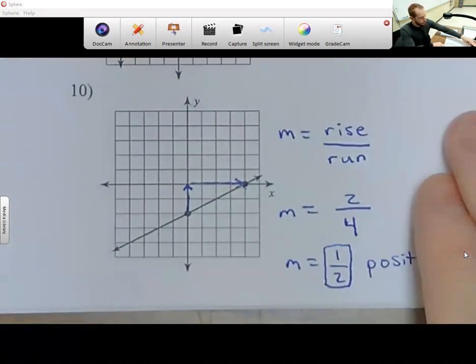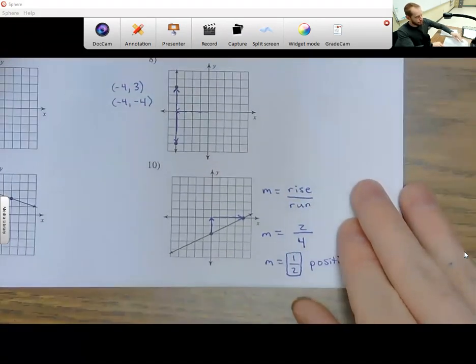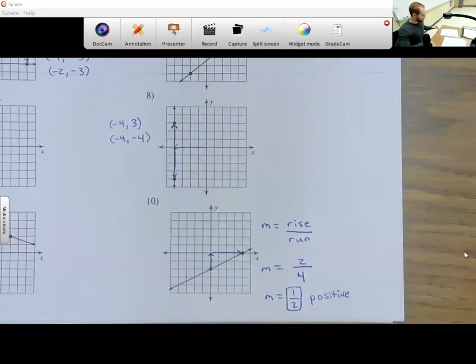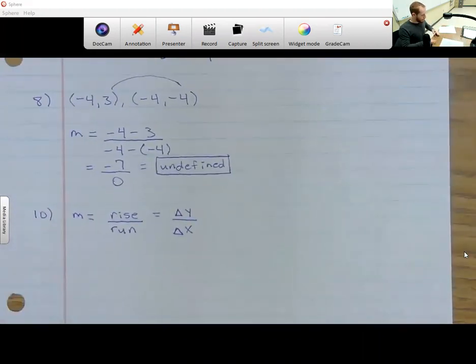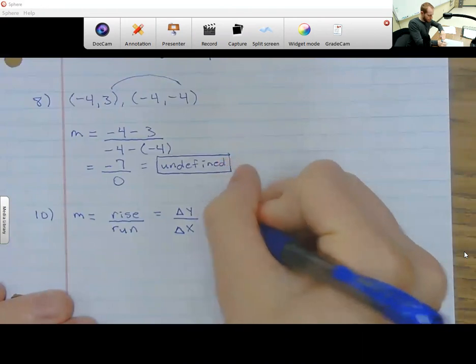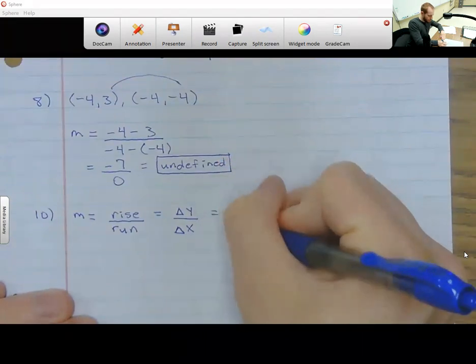So let me zoom out and go on back to my paper, and we'll talk about your homework for today. Last assignment of the week. Okay, so heading on back to my paper, let me just put this as 1/2, just so I don't forget it.